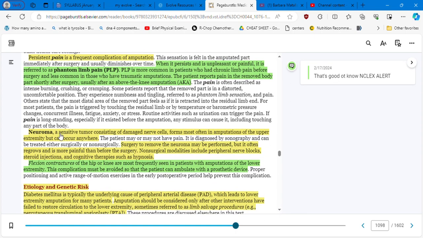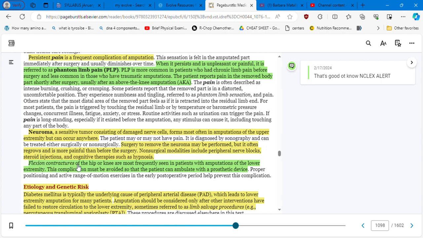Neuroma, a sensitive tumor consisting of damaged nerve cells, forms most often in amputation of the upper extremity but can occur anywhere. Surgery to remove the neuroma may be performed, but it often regrows and is more painful than before the surgery. Oh, wow. Non-surgical modalities include peripheral nerve blocks, steroid injections, and cognitive therapies such as hypnosis.